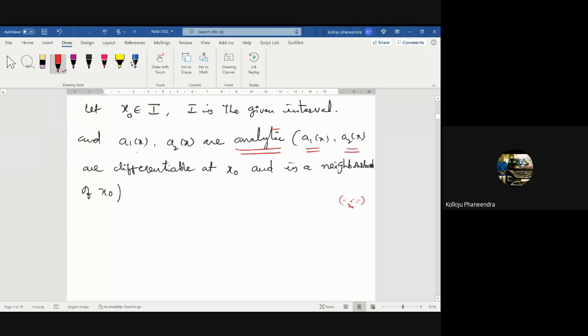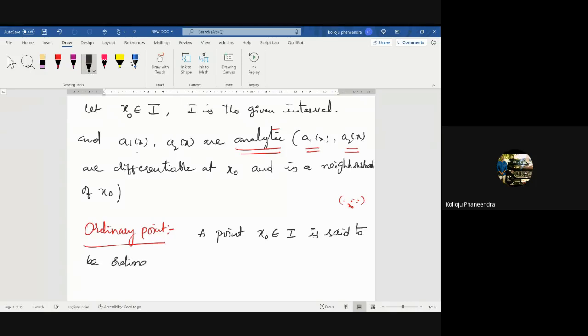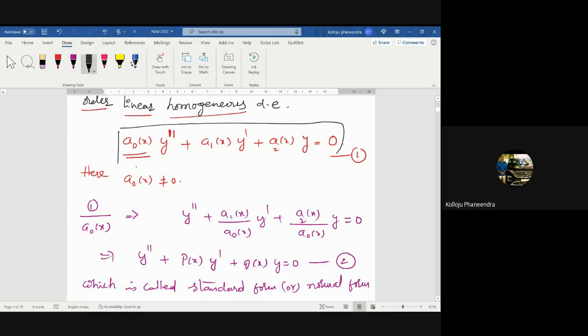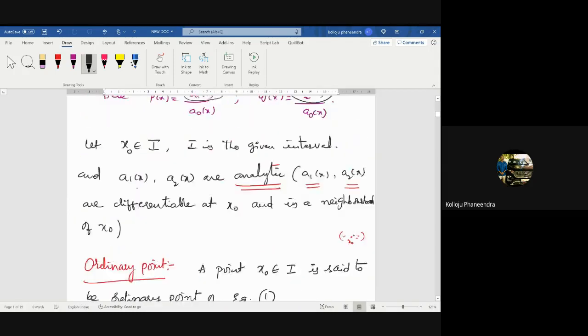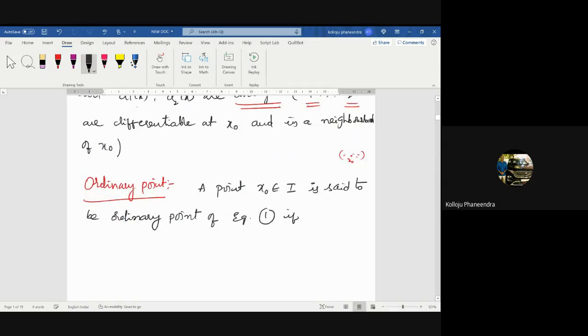Then the first definition, ordinary point. A point x naught belongs to I is said to be an ordinary point of equation 1, our standard equation, if a naught of x naught is not equal to 0.